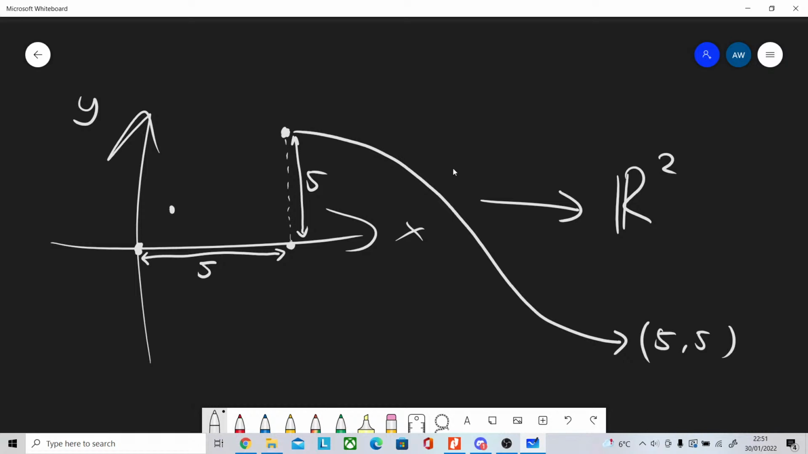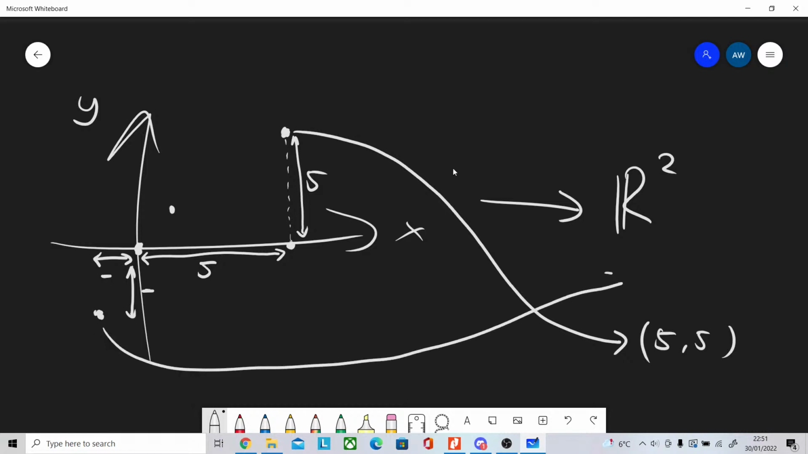I could pick this point, I could pick this point. If it's here, then the length will be negative. And if it's here, the length will also be negative on this other side, right? So then this point gets mapped into (-5, -5). And it's an isomorphism because essentially we can do the reverse, right?